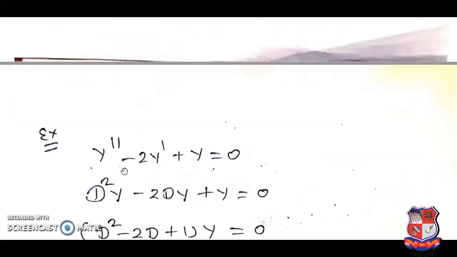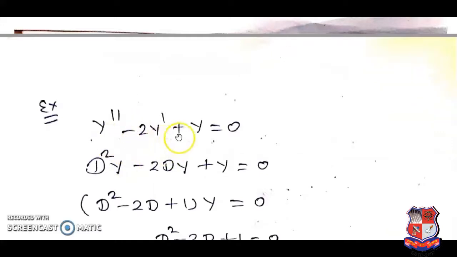Now we consider some examples. y double dash minus 2y dash plus y equals 0. The right side is 0, which means we have to find only the CF solution, the complementary function solution. Why are we taking y common? Because capital D equals d by dx, not dy by dx.